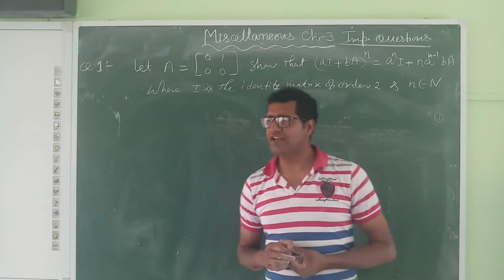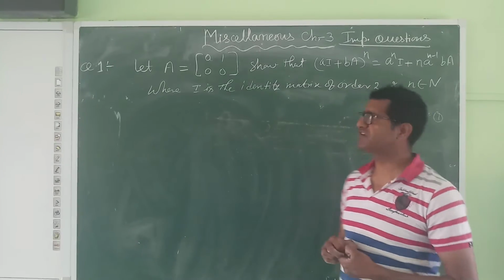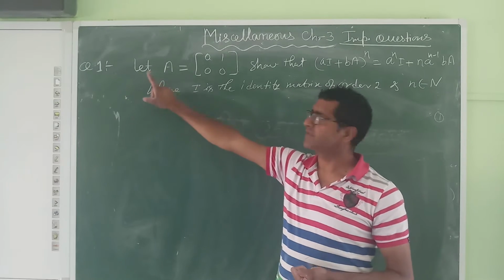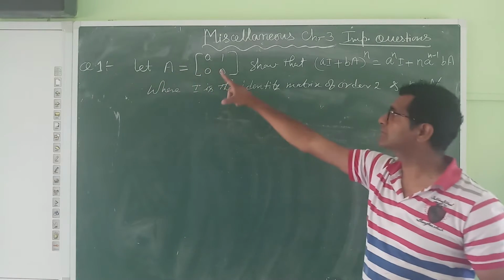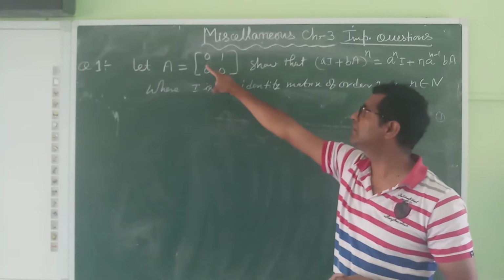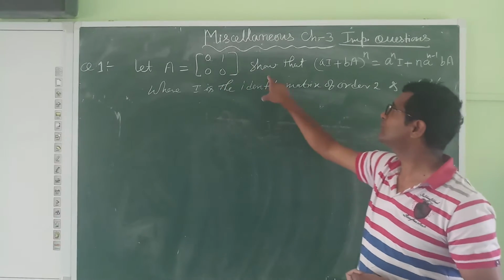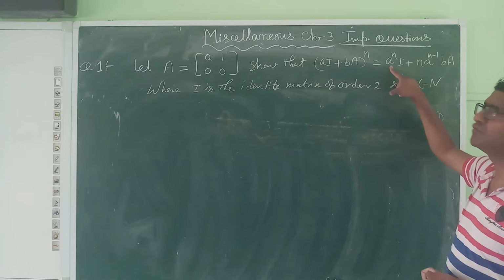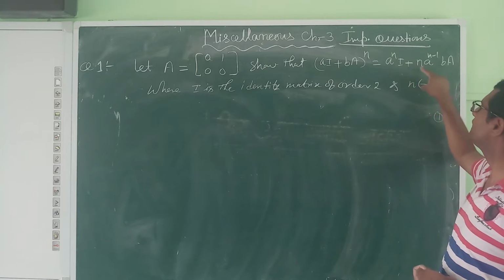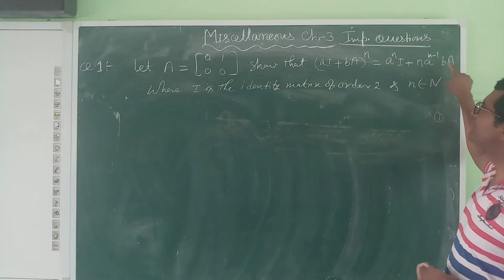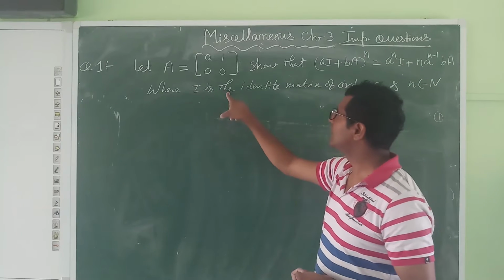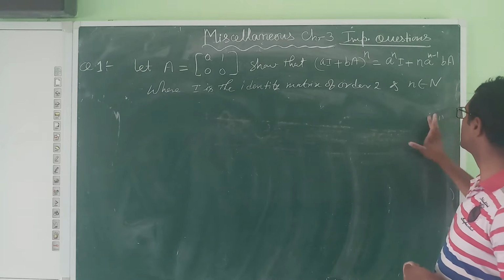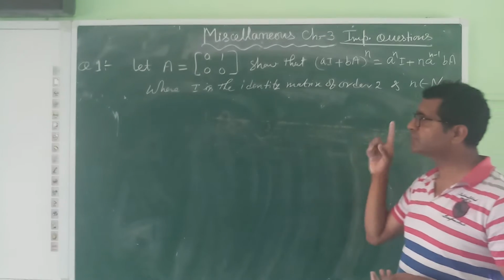Today I am going to solve a very important question from miscellaneous exercise chapter 3 of matrix. Question number first: let A be a square matrix of order 2 by 2 having elements 0, 1, 0, 0, so that (aI + bA)^n equals a^n I + n a^(n-1) bA, where I is the identity matrix of order 2 and n belongs to any natural number, means n will start from 1.